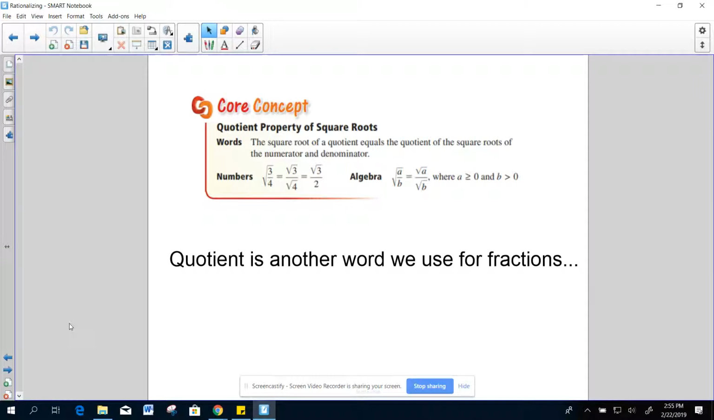We know it as what is called the quotient property of square roots. Quotient is another word for fractions. Notice how we have our radical over the large fraction. It can also be written as the square root of 3 over the square root of 4. Notice that is really nice, because we can take the square root of 4 and simplify it down to 2. We're going to use this rule to help us do some of our problems today.